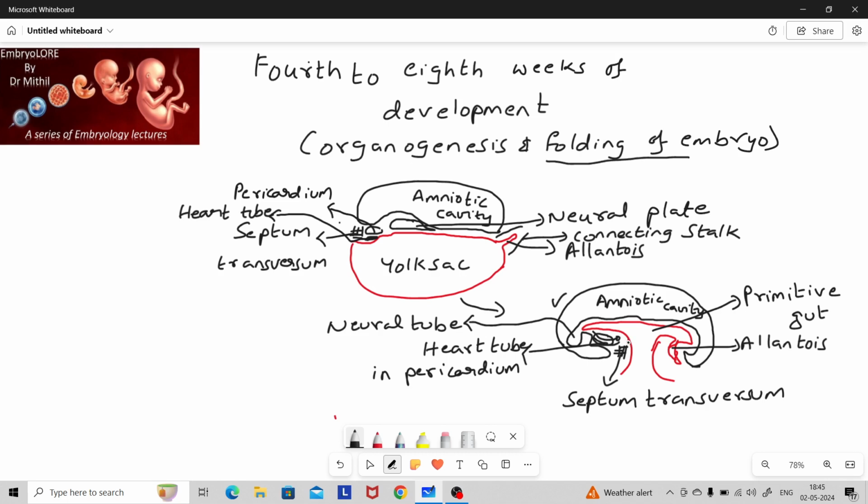Okay, so now after this one, the heart tube which was lying below the pericardial cavity now lies within or above that one. And now coming to this end, that is the tail fold, what is happening is that the cloaca is now separated from the amniotic cavity by the cloacal membrane, and the connecting stalk now gets attached. Now after this one, the folding of the embryo in the horizontal plane, or we can say the lateral folding, takes place.